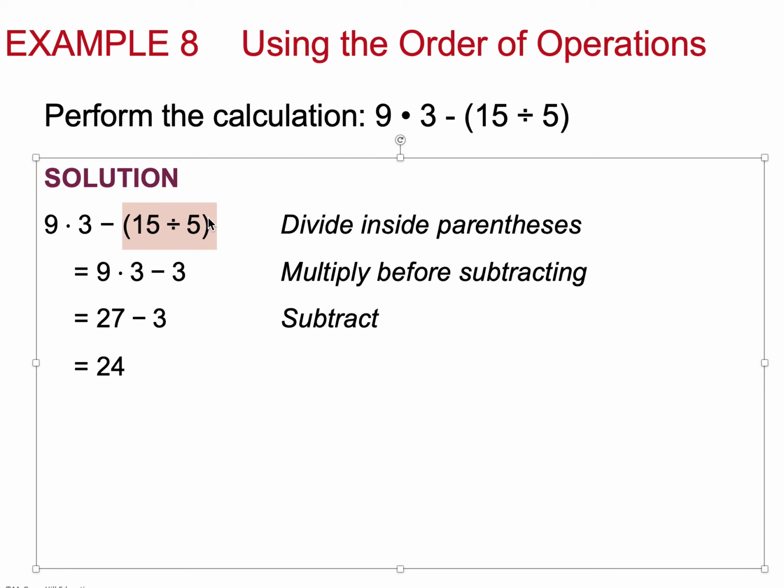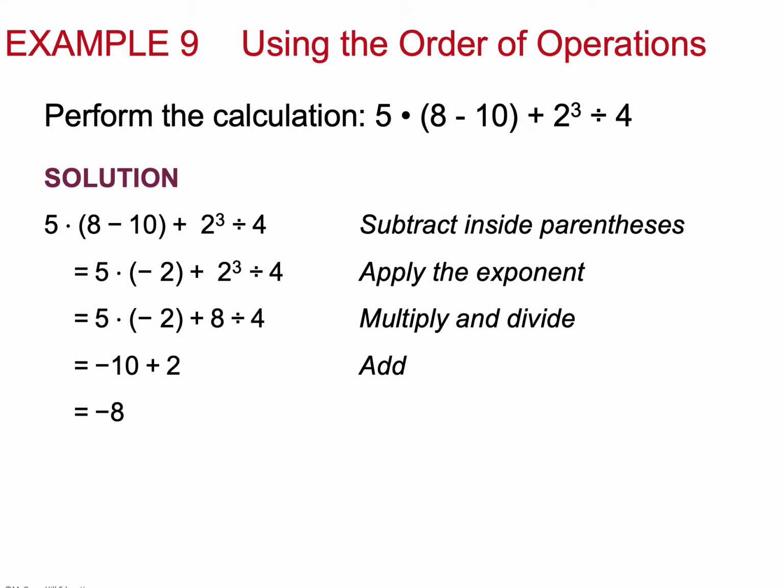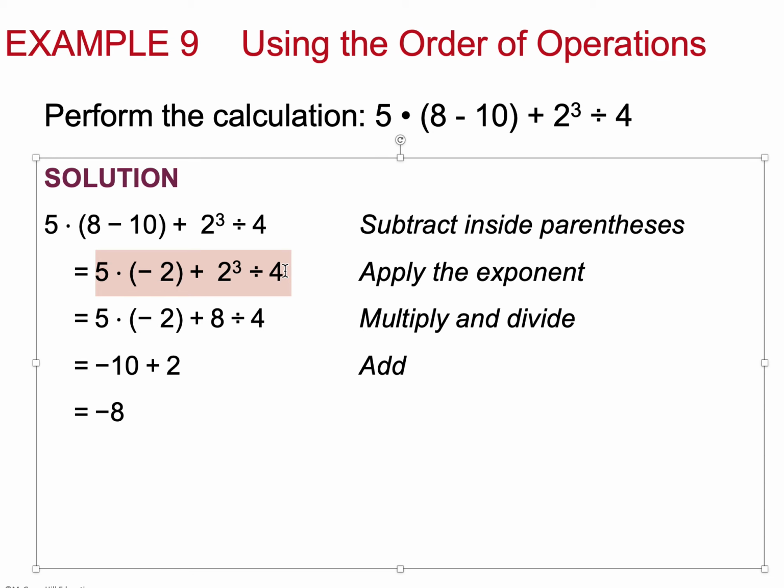15 divided by 5 is 3. Now I have to do the multiplication from the left to the right. 9 times 3 is 27. 27 minus 3 is 24. This is not one of the problems that pops up on the internet. This problem, though, does pop up on the internet. So first I do my parentheses. 8 minus 10 is negative 2. Then I do my exponent. 2 to the 3rd power is 8.